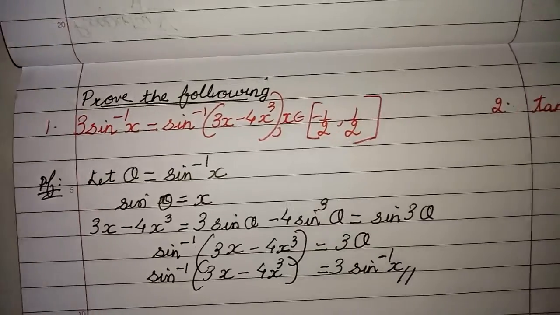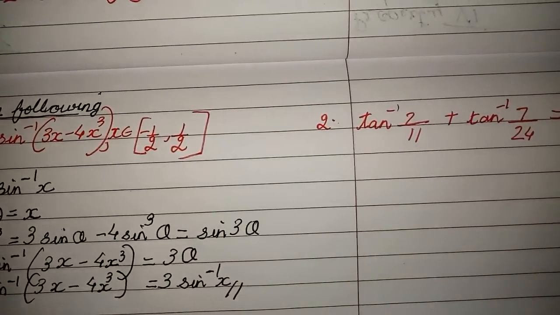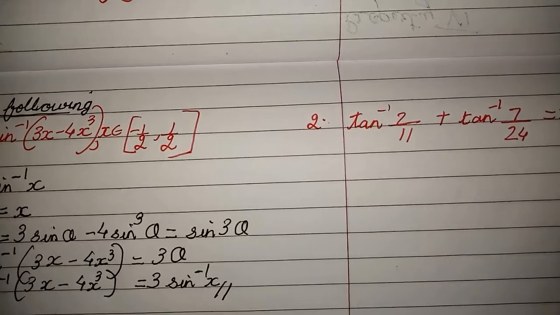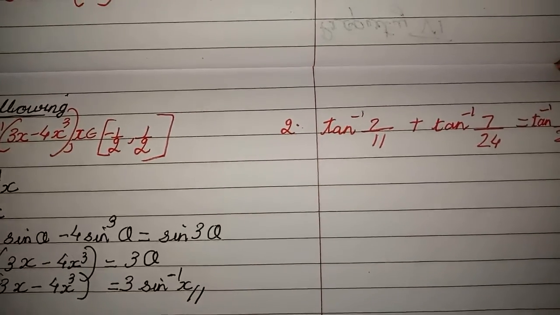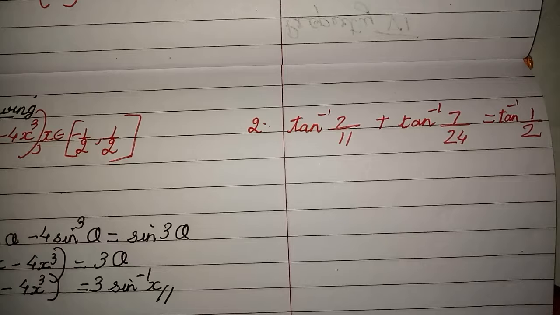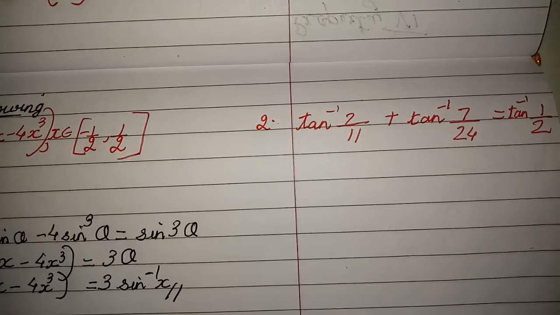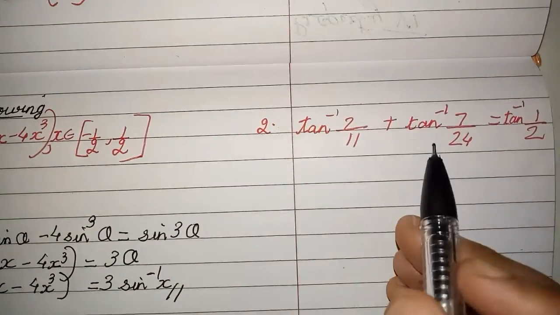Okay, children, substitution method. Now let us go for the second one. I have written the problems in advance so that we don't waste time in solving the problems. Okay, so now the next one is tan inverse of 2 by 11 plus tan inverse of 7 by 24 is equal to tan inverse of half. Now this is a ready-made formula. If you remember, in the last class we have studied the formula of tan inverse of A plus tan inverse of B. What was it?